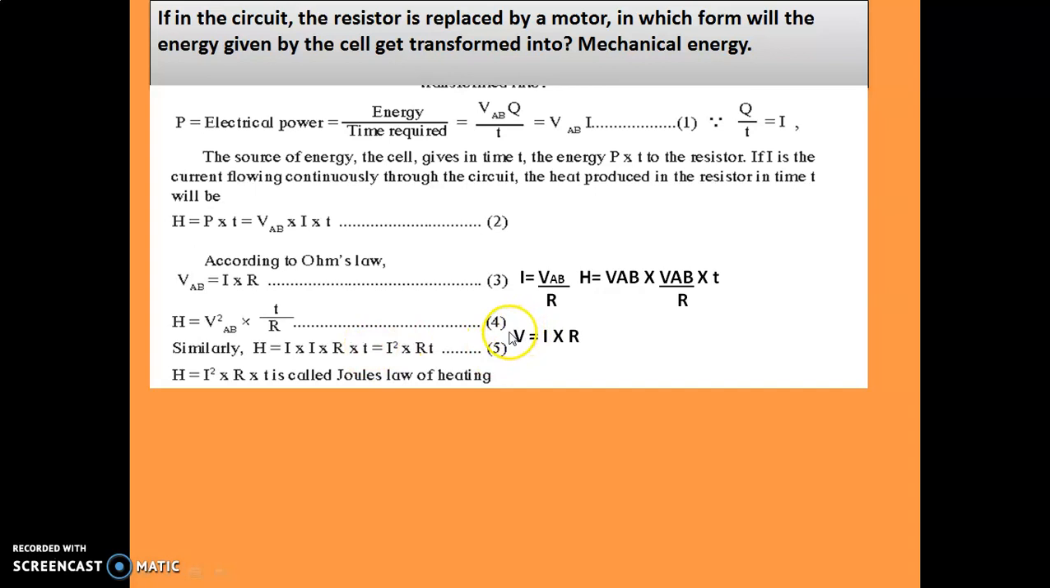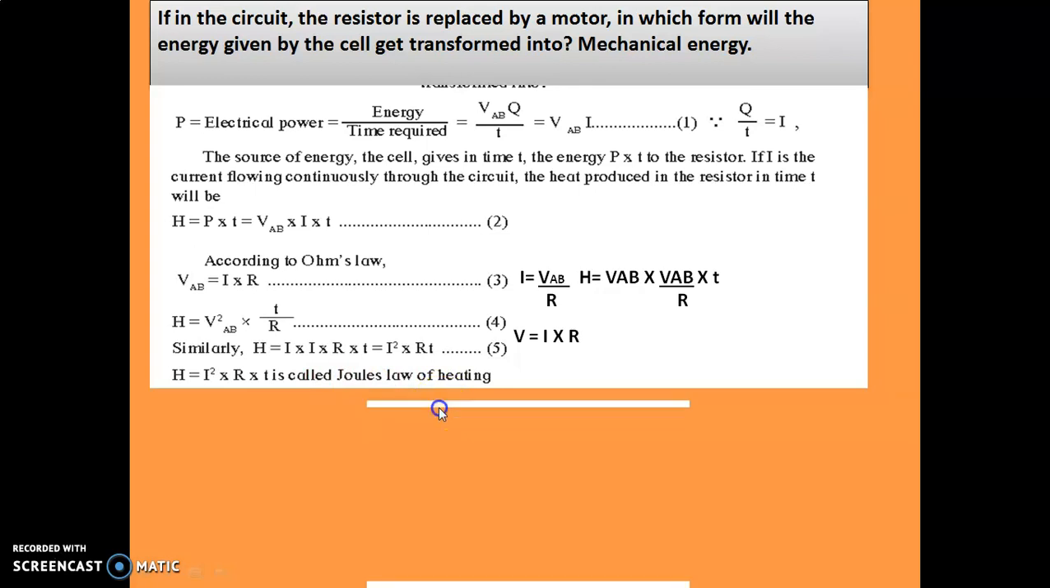So instead of this V, now what I am putting is I into R. Therefore I into R into R into T. Now one R is in the denominator, so that one R gets cancelled. And therefore what we get is I square into R into T. So this is called Joule's law of heating.